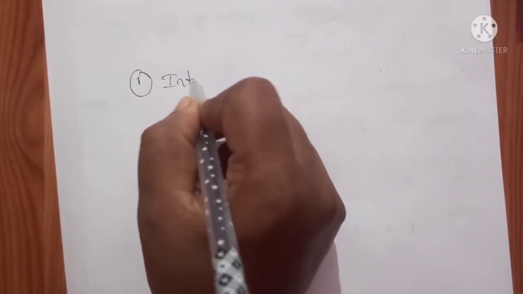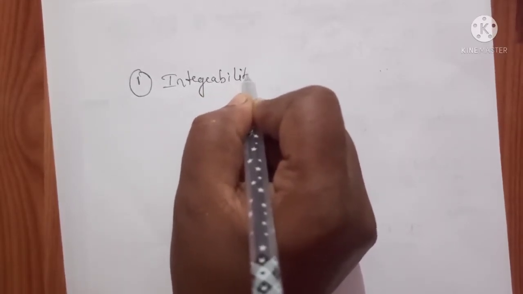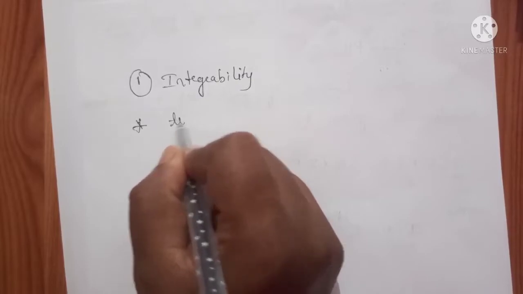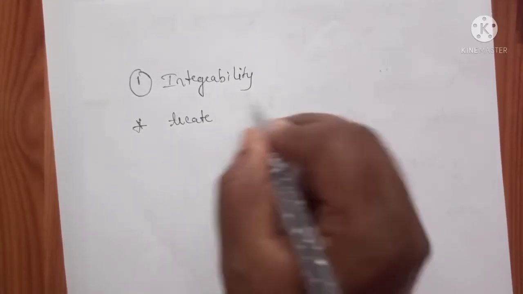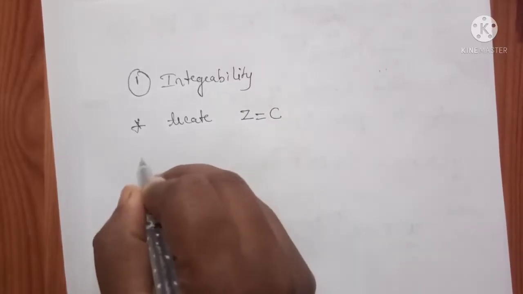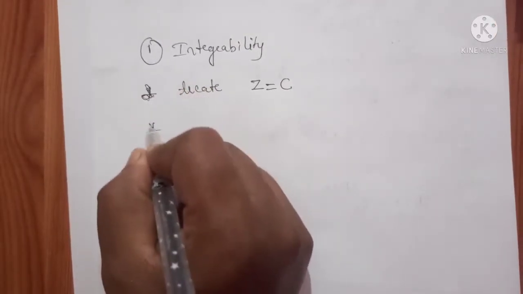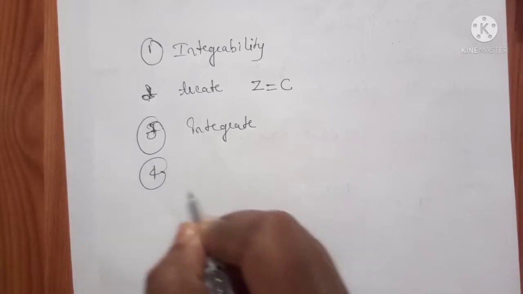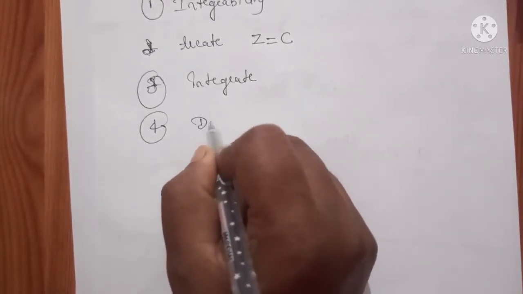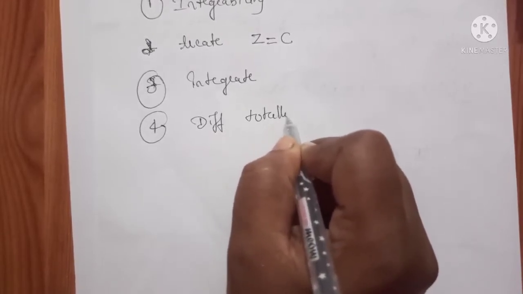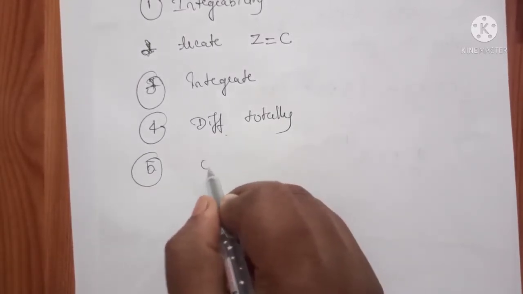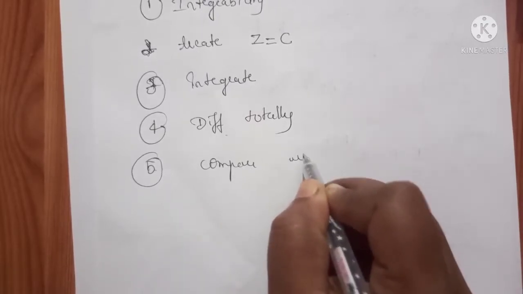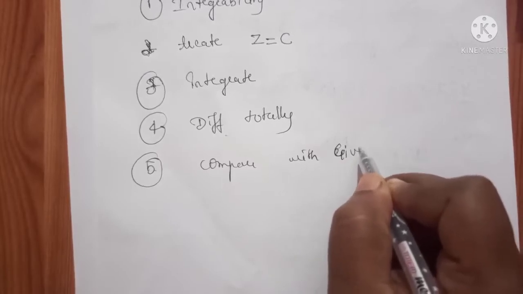So it is quite lengthy, but in a simple way I explained all the steps. First we have to check the condition for integrability. The second step is to treat one of the variables as constant, or treat z equals constant. The third step is integrate, and the fourth step is differentiate totally. Then in the fifth step we have to compare with the given equation.